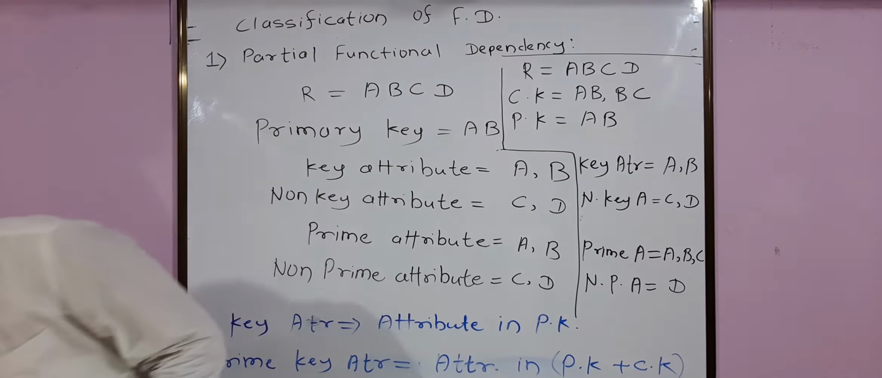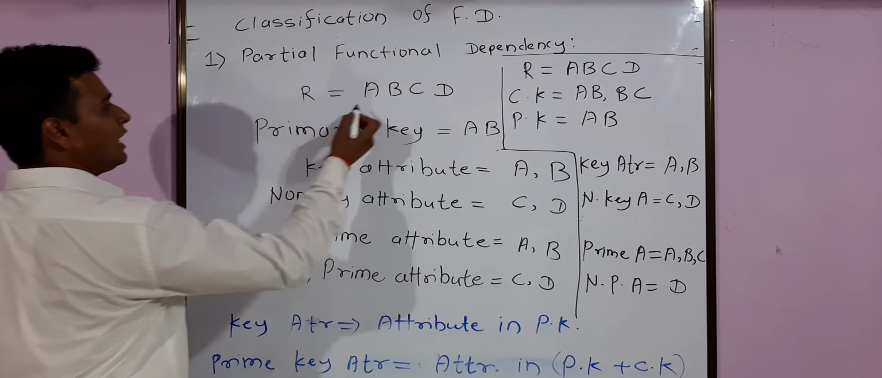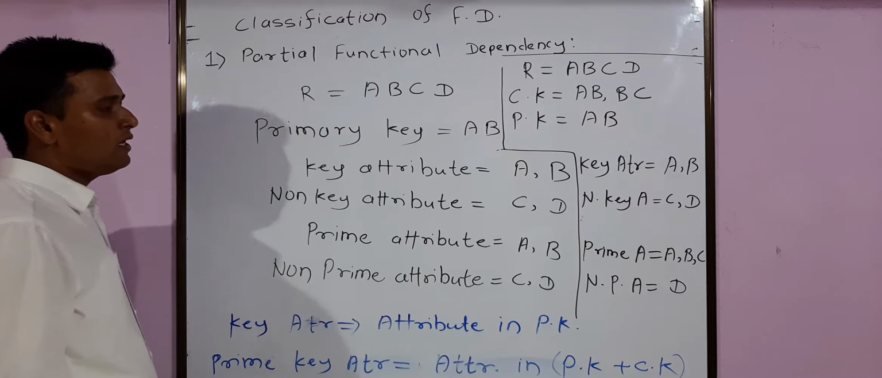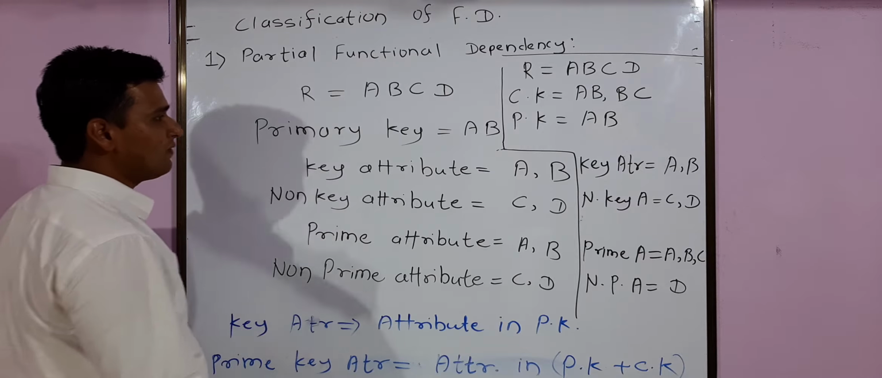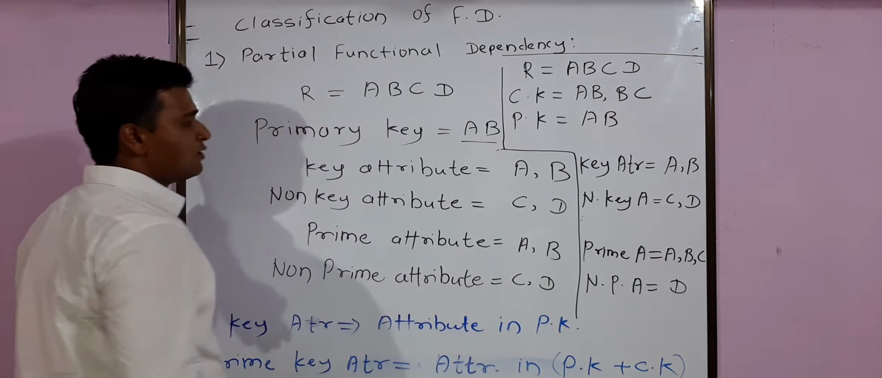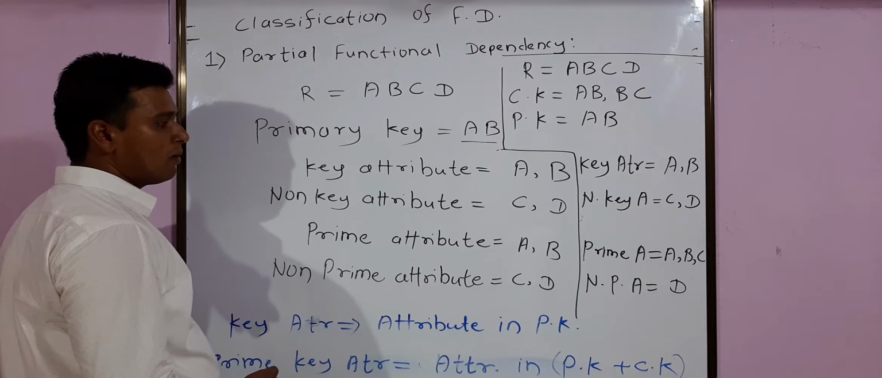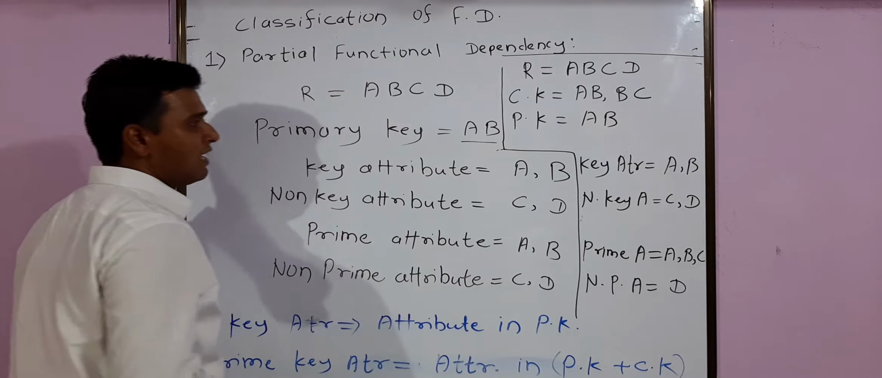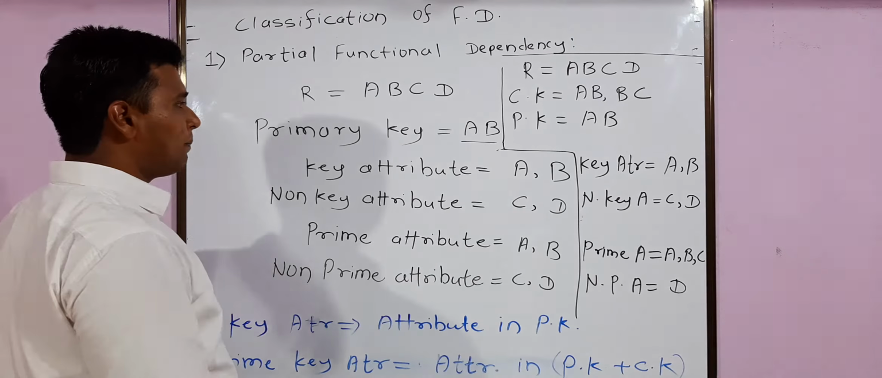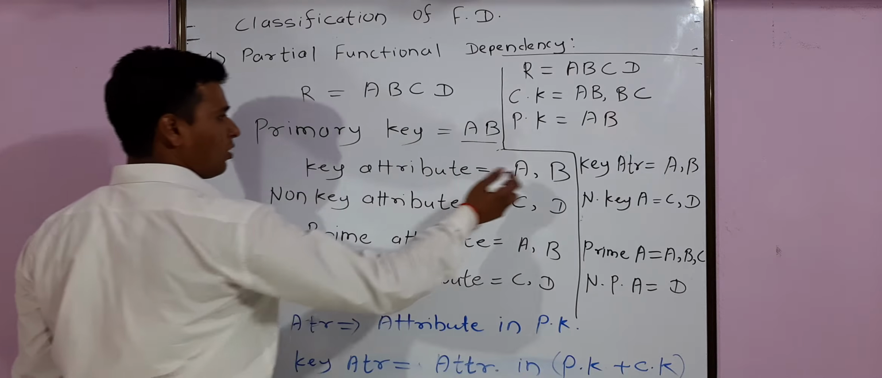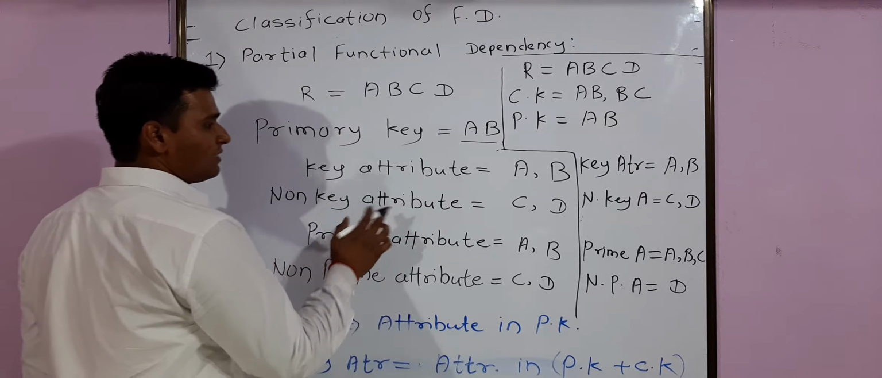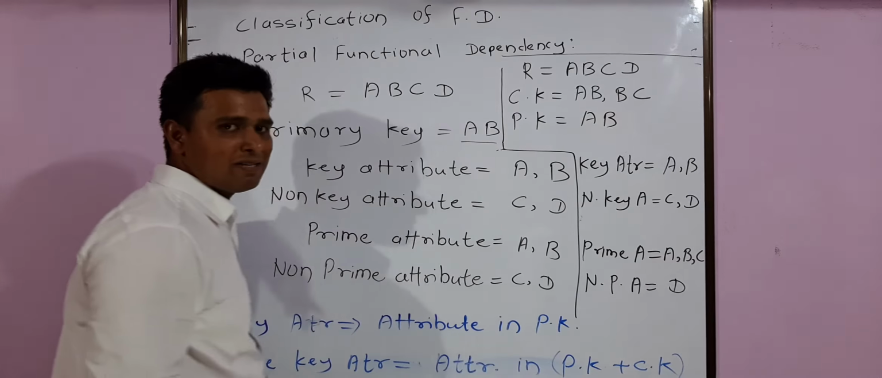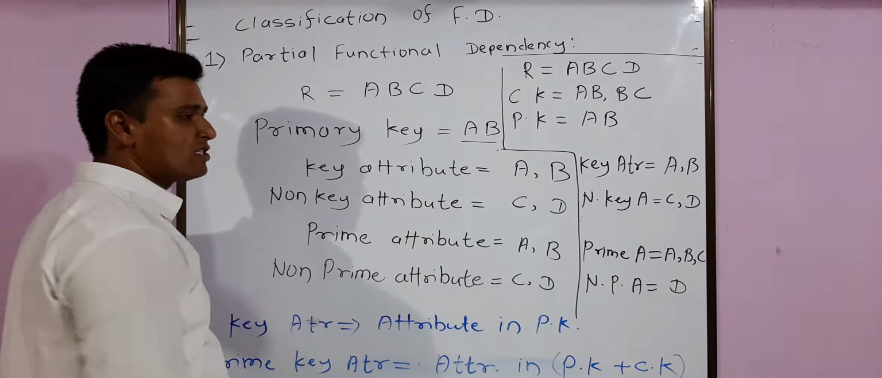Now you are getting here the relation ABCD. Here the primary key is defined as AB. So the key attributes are A comma B and the non-key attributes are C comma D. Key attributes represent the attributes which are present in the primary key, so A and B are both present. The non-key attributes means attributes which are not present in the primary key. Those attributes are C comma D.